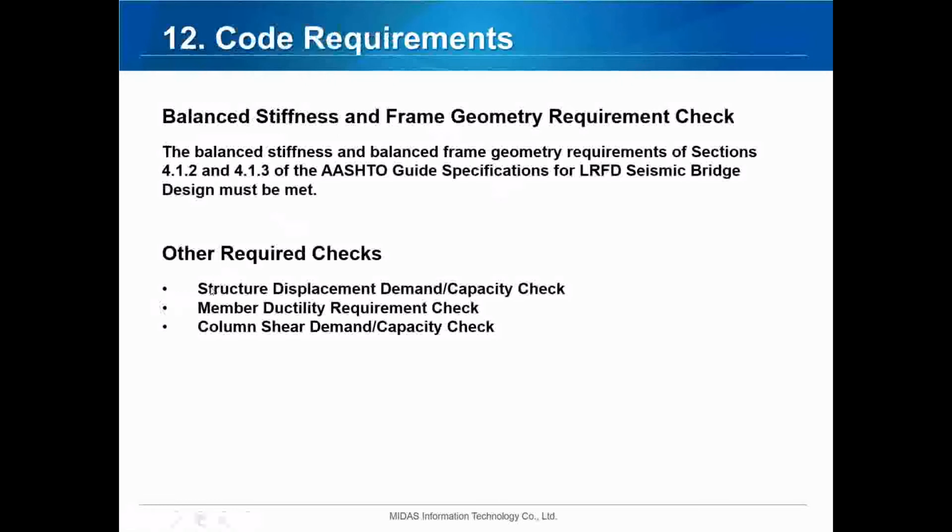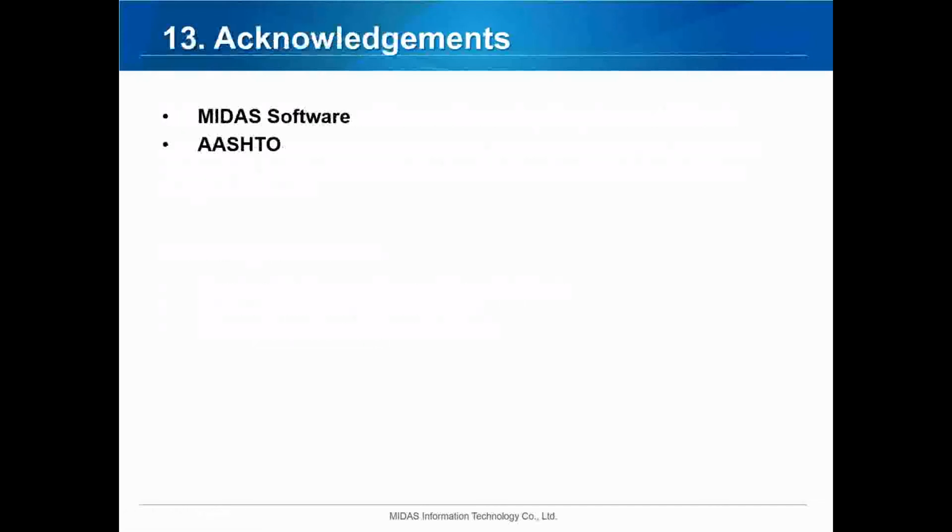Also, the other checks that are required are the structure displacement demand capacity check, the member ductility requirement check, and the column shear demand capacity check. Those items, due to time, are covered elsewhere, and we were not going to discuss those at this point.